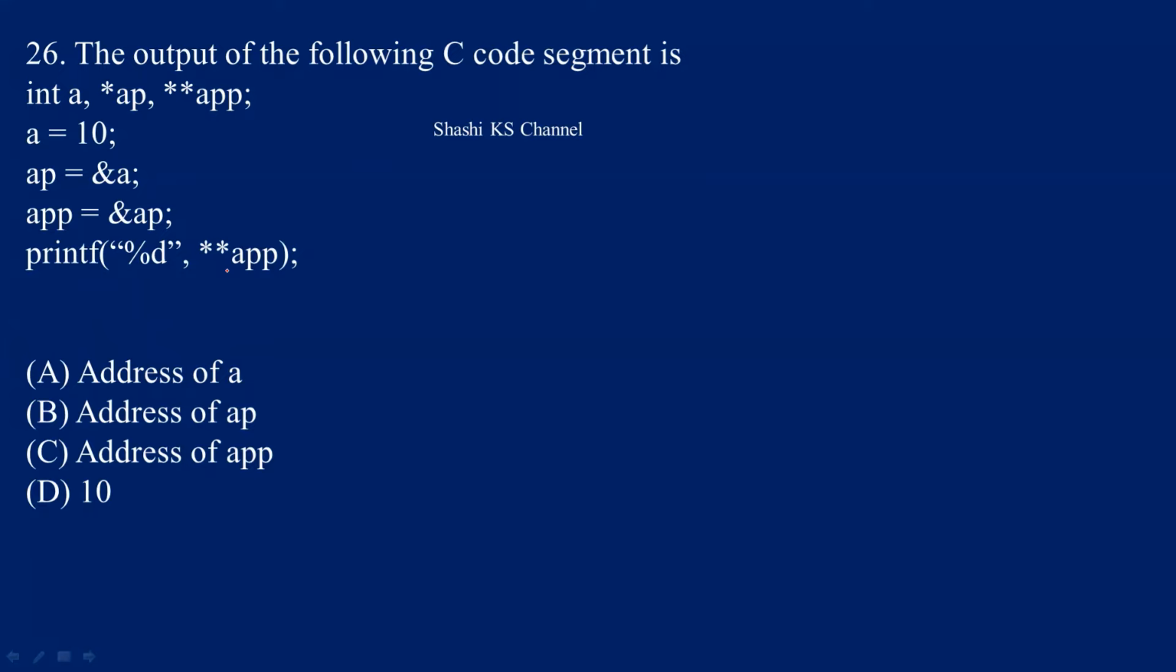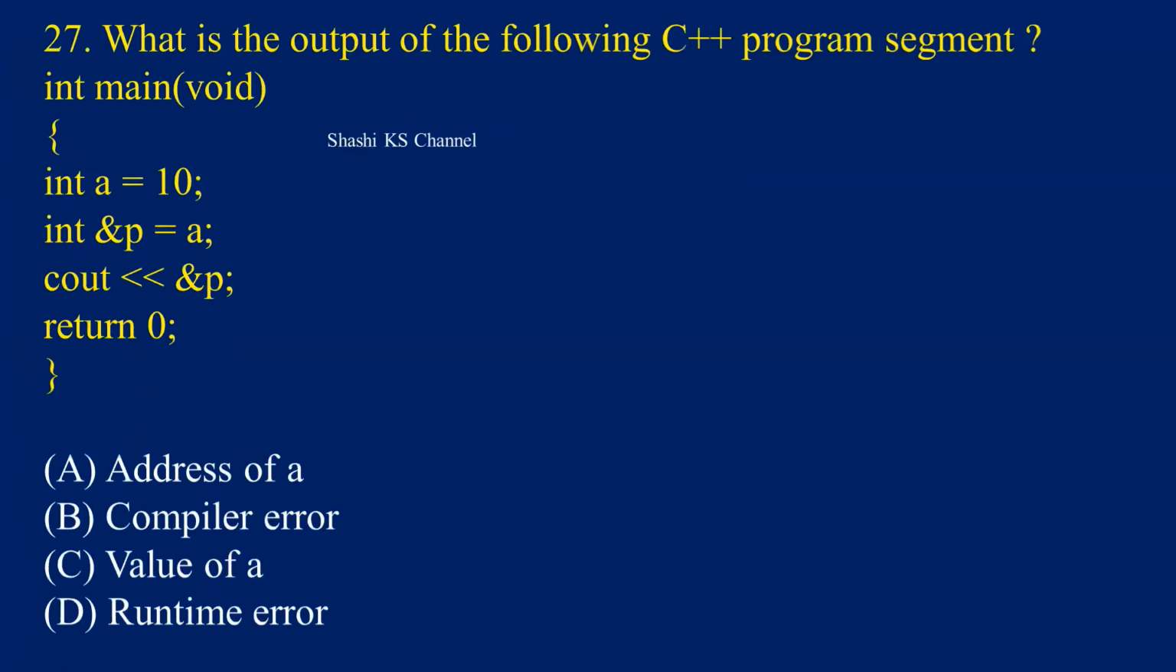Okay, so the value which is pointed to by the double pointer indirectly is 10. So 10 gets printed on the screen. The next question is, what is the output of the following C program segment?